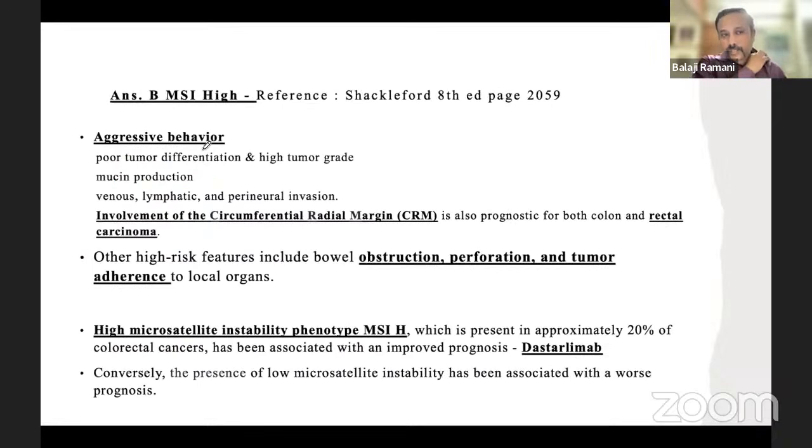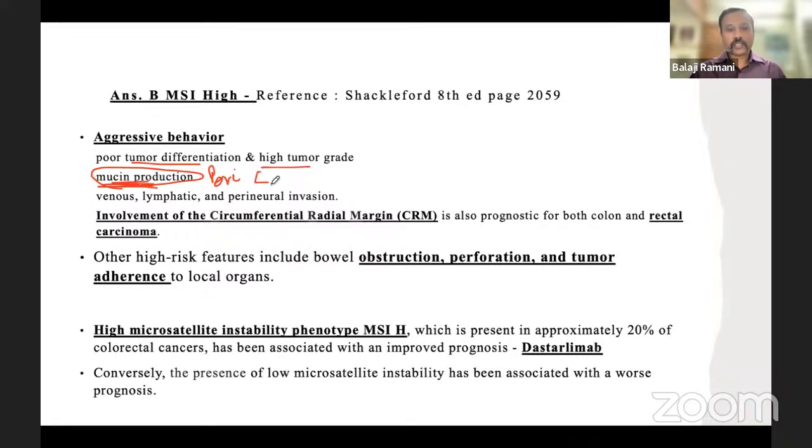Now, when we take up factors that are involved in aggressive behavior, all of us know high-grade tumors, poor differentiation, mucin production. Mucin production, many of us may not know, but mucinous tumors generally have a tendency to recur. They may be oozing on, and the extent of invasion cannot be identified. They will also have a tendency to form peritoneal metastasis. So peritoneal metastasis is going to be very common as far as mucinous carcinomas are concerned.